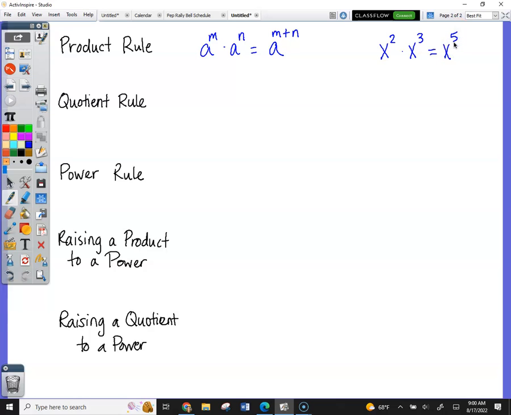Okay, next, quotient rule. Same concept, but we're dividing. If we have a to the m over a to the n, you have a fraction with like bases. Bases have to match. You can write it as one single base to a power, and the way you condense the exponents is subtraction. So think about it. If I'm multiplying the bases, that translates to adding the exponents. If I'm dividing the bases, that translates to subtracting the exponents.